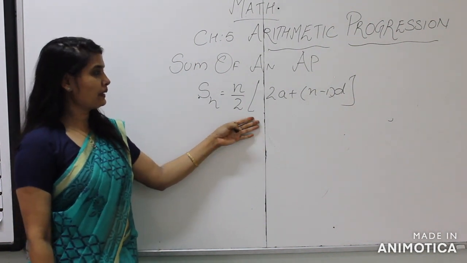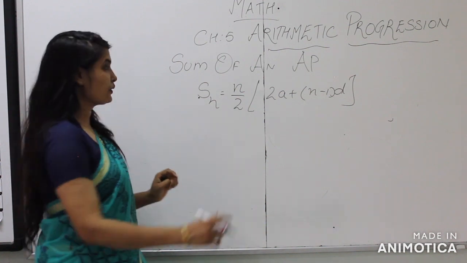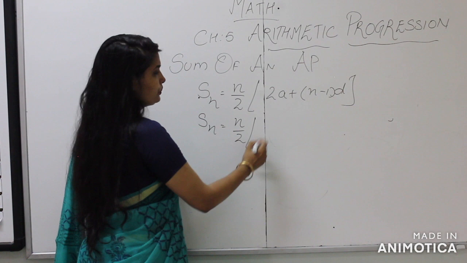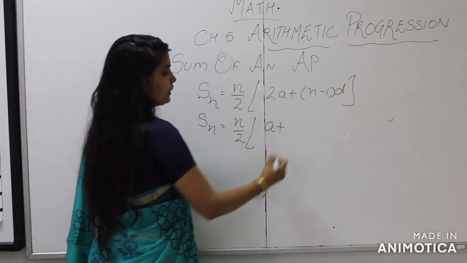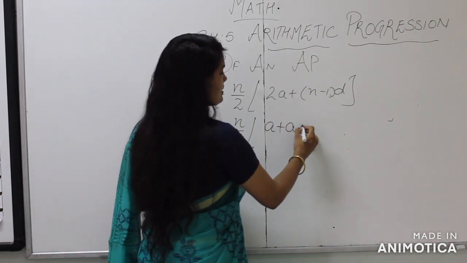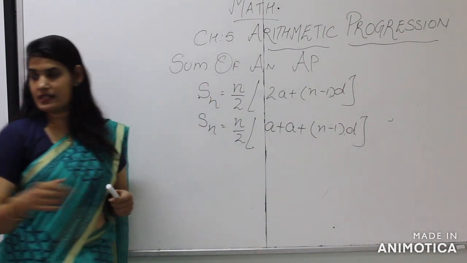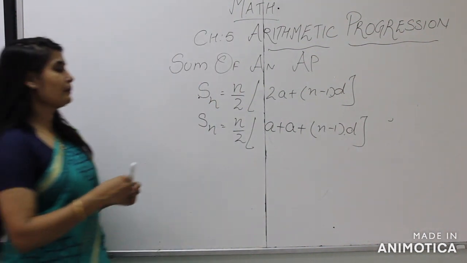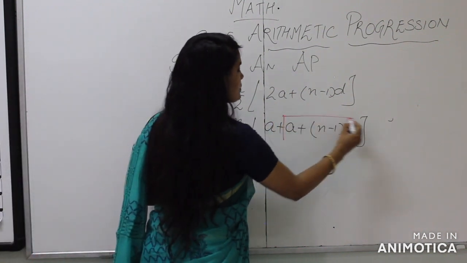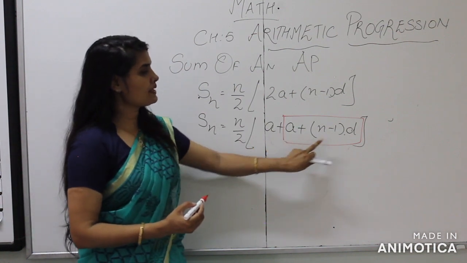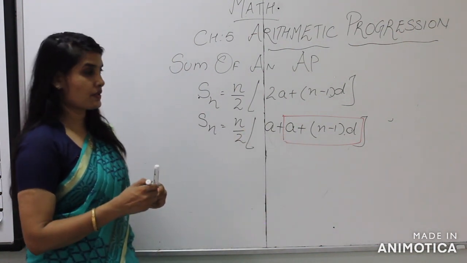अब देखो इस फॉर्मूले में हम थोड़ा सा और सिंप्लीफाई कर सकते हैं इस फॉर्मूले को. Suppose if I want to write in this way, n upon 2, 2a I can write as a plus a. This is n minus 1d as it is. So what is this now? This is a plus n minus 1d. Is this just like the an? Okay, so in place of this a plus n minus 1d, I can write an also, right?